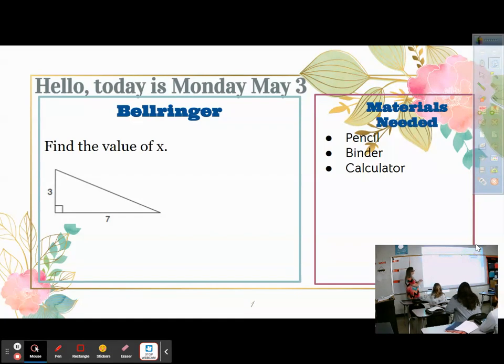The only reason I would not recommend rounding to 8 is because you might mistake it for a Pythagorean triple, and it's not, because you had to round. If you have to round, it's not a Pythagorean triple. All right, what questions do you have on the bell ringer? All right, you can go ahead and put your bell ringer away, get out your notes.